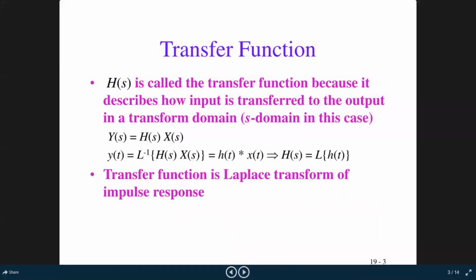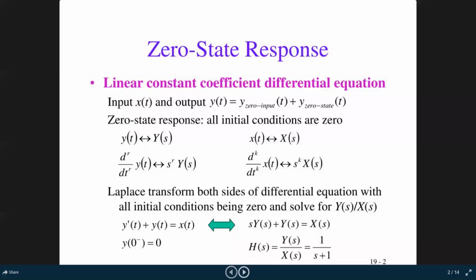Sir, one doubt. Please. Yeah, Sriram, you can ask. Sir, what is this linear constant coefficient differential equation and how did we arrive at that? Okay, how we will arrive at this equation? That is your question. Yes, sir. Okay, let me see now.